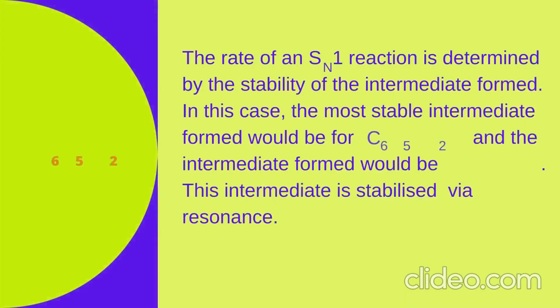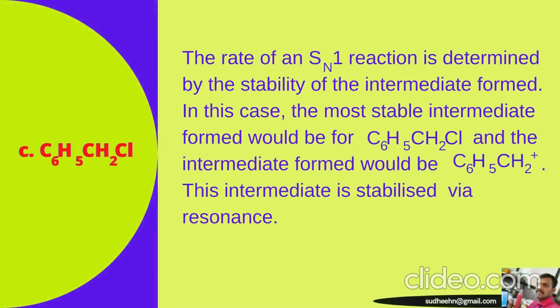And the right option is option C, that is C6H5CH2Cl, benzyl chloride or alpha-chlorotoluene, because the rate of an SN1 reaction is determined by the stability of the intermediate formed. In this case, the most stable intermediate would be formed for C6H5CH2Cl, and the intermediate formed would be the C6H5CH2 ion. This intermediate is stabilized via resonance.